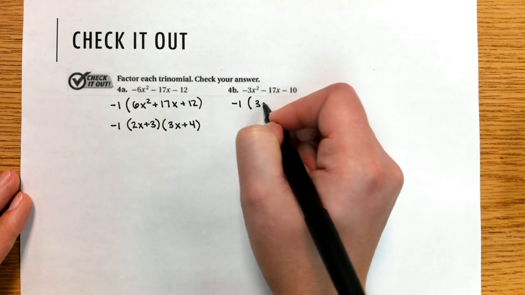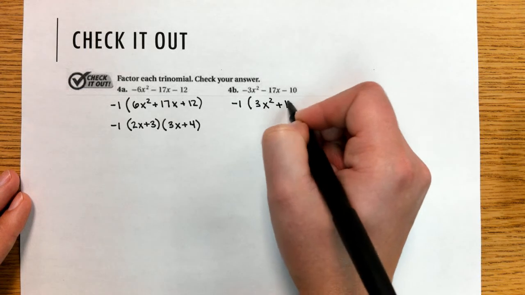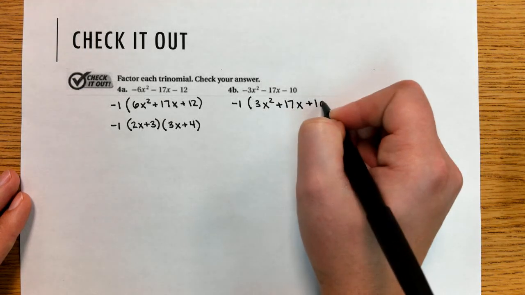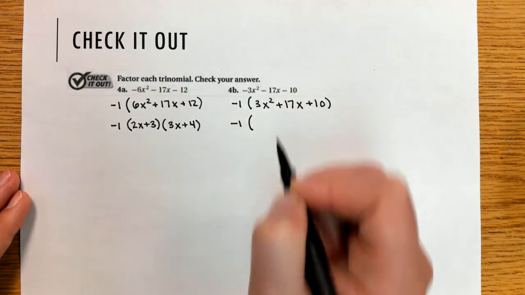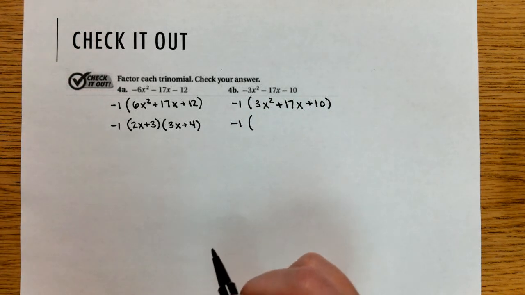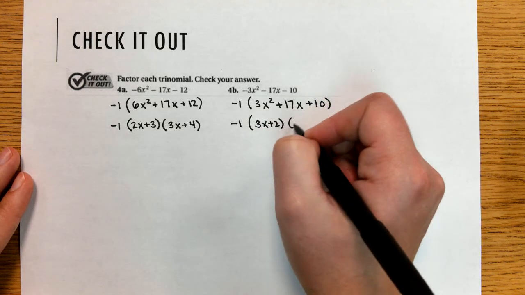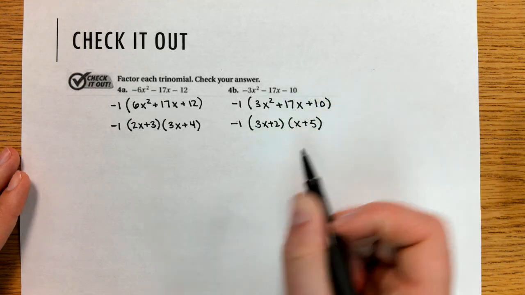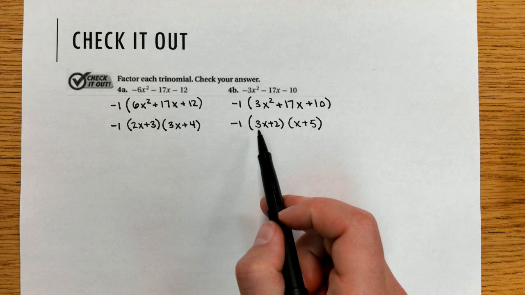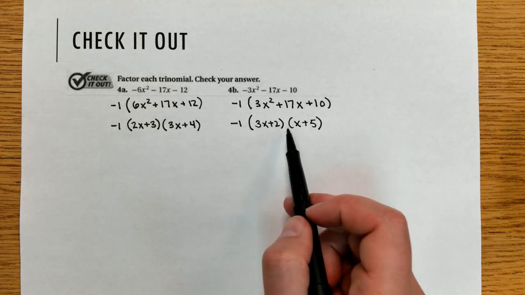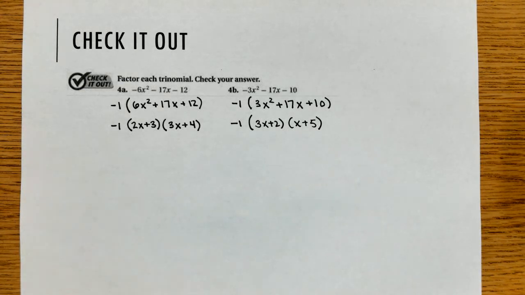So I'm going to have 3x squared plus 17x plus 10. And now I just need to factor the trinomial inside the parentheses. So I'm going to get 3x plus 2 times the quantity x plus 5. So negative 1 times the quantity 3x plus 2 times the quantity x plus 5 is the solution.